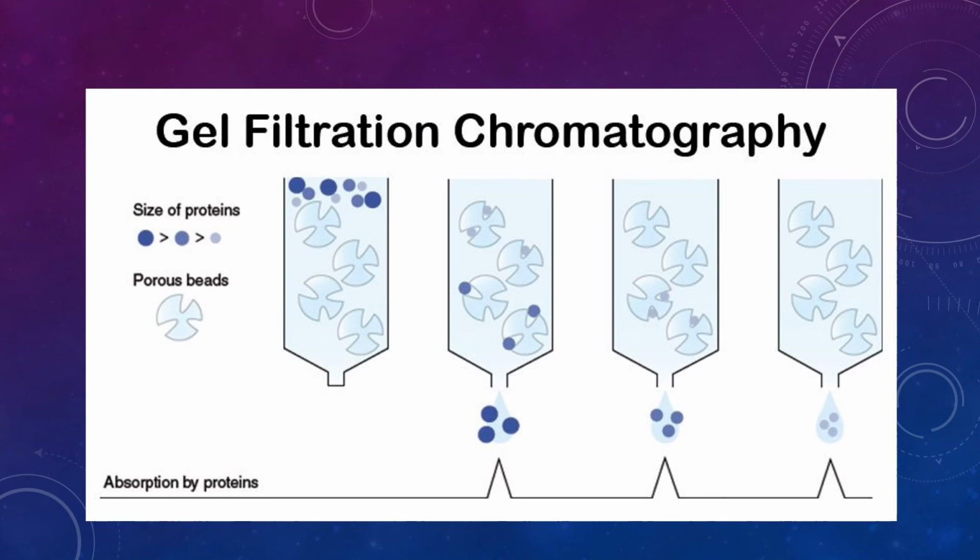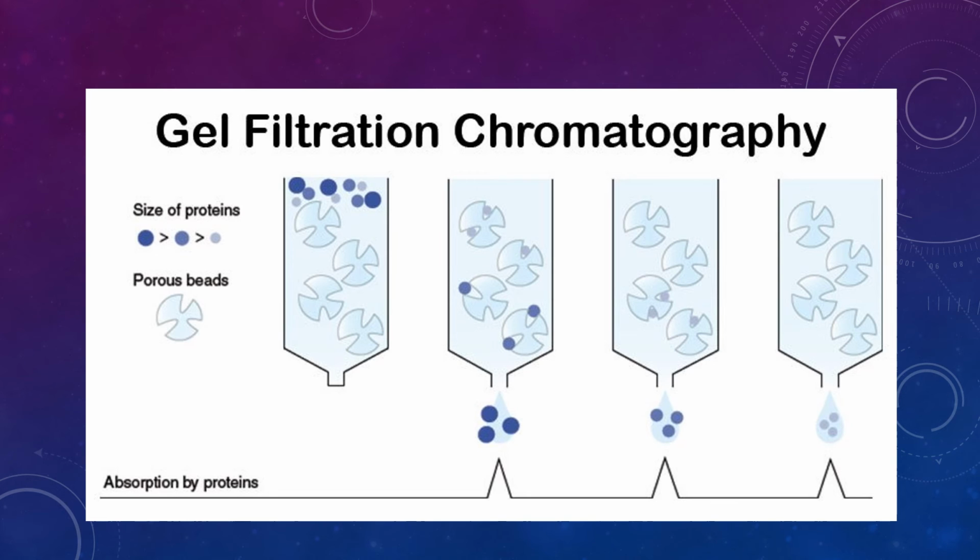Here it is important to understand that in gel filtration chromatography, different types of proteins of different sizes can be separated. As you can see in this picture, these are porous beads, and there are large proteins and smaller size proteins. Bigger size proteins are eluted first and smaller size proteins are eluted last. So the volume of buffer or sample used by the large proteins and the volume used by the smaller proteins gives an indication that our proteins are separated on the basis of size.